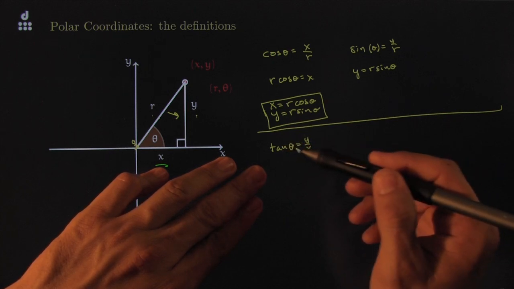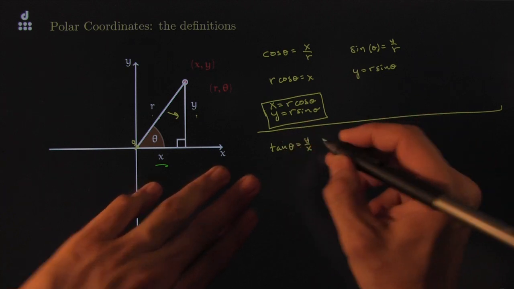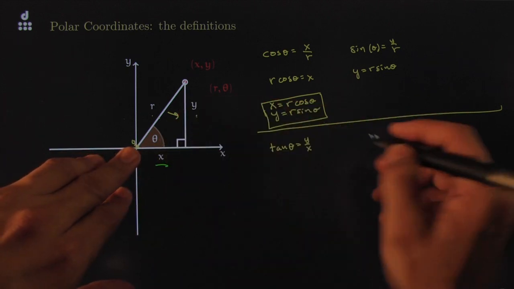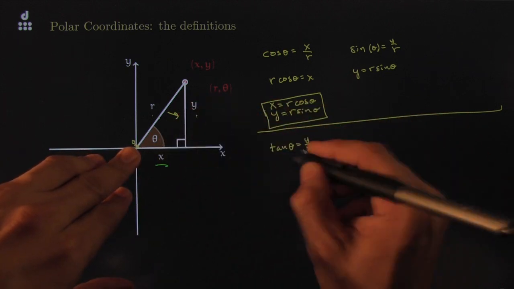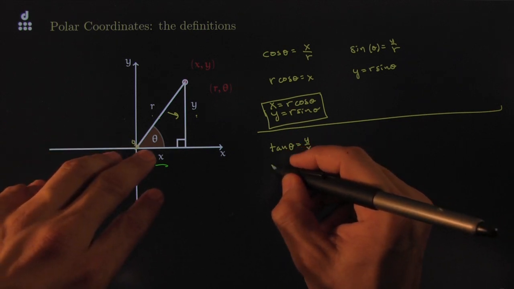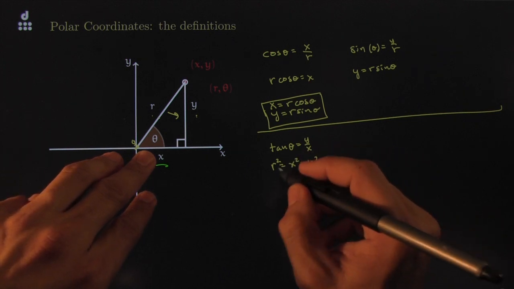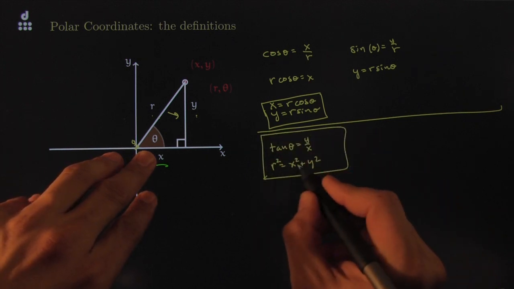That's why you can't narrow it down. There's not one theta that works, but this will help you find the theta. The other thing you should note here is that this is a right triangle, so it'll base on the Pythagorean theorem. Namely, you could say that r squared is equal to x squared plus y squared. So r is equal to plus or minus the square root of that.